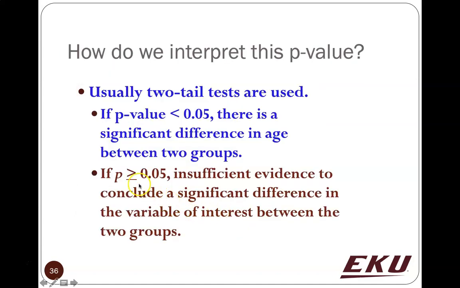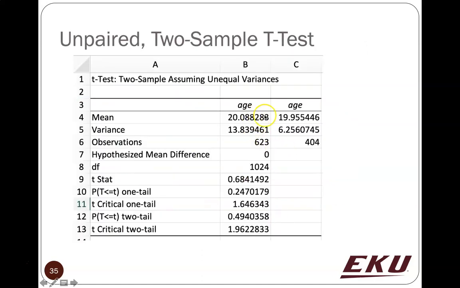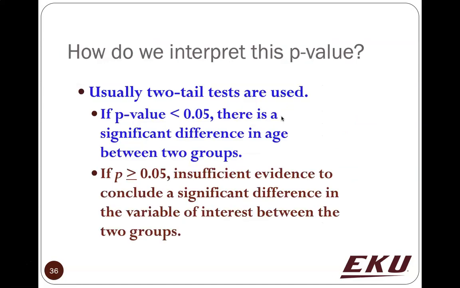So since 0.49 is greater than or equal to 0.05, which is clearly way above, then we have insufficient evidence to conclude a significant difference in the variable of interest, or age, exists between these two groups. So there's no difference between these two ages. So it doesn't matter which one was the ever and which one was the never group. We don't need to worry about that. There was no difference.